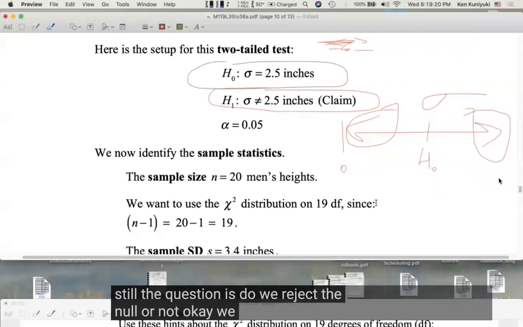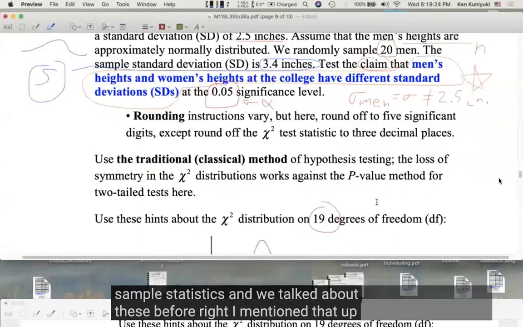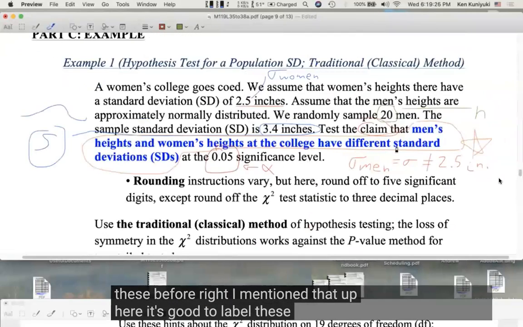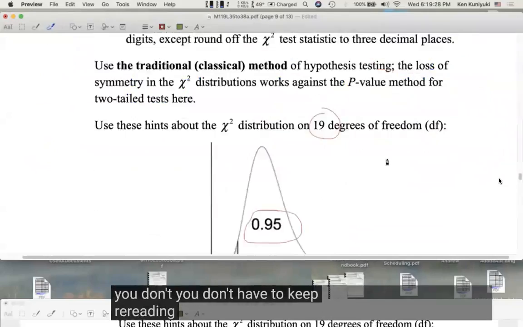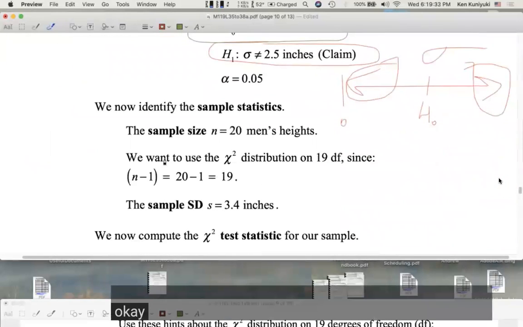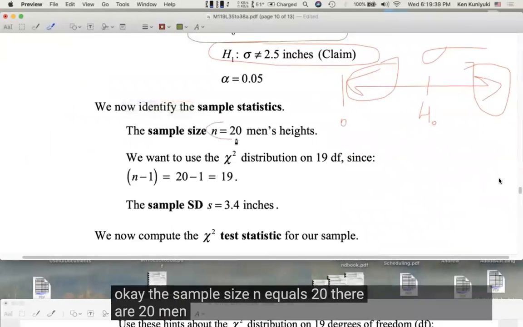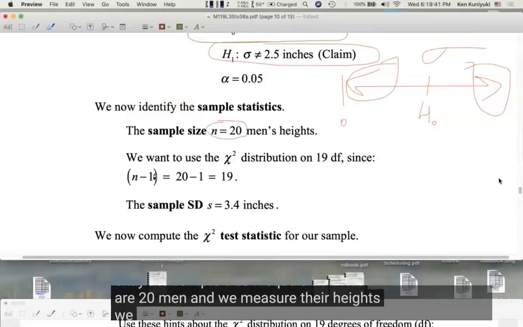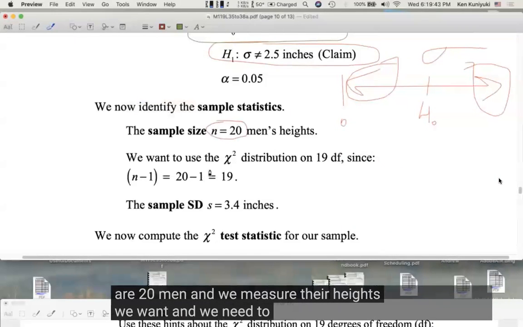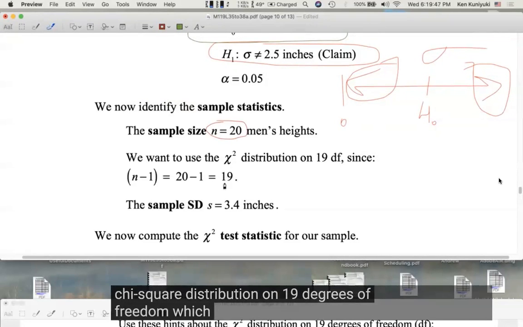Okay, we now identify the sample statistics. And we talked about these before, right? I mentioned that up here. And it's good to label these things so you don't have to keep rereading the problem. The sample size, n equals 20. There are 20 men, and we measure their heights. We need to use the chi-square distribution on 19 degrees of freedom, which means that my hint was helpful.